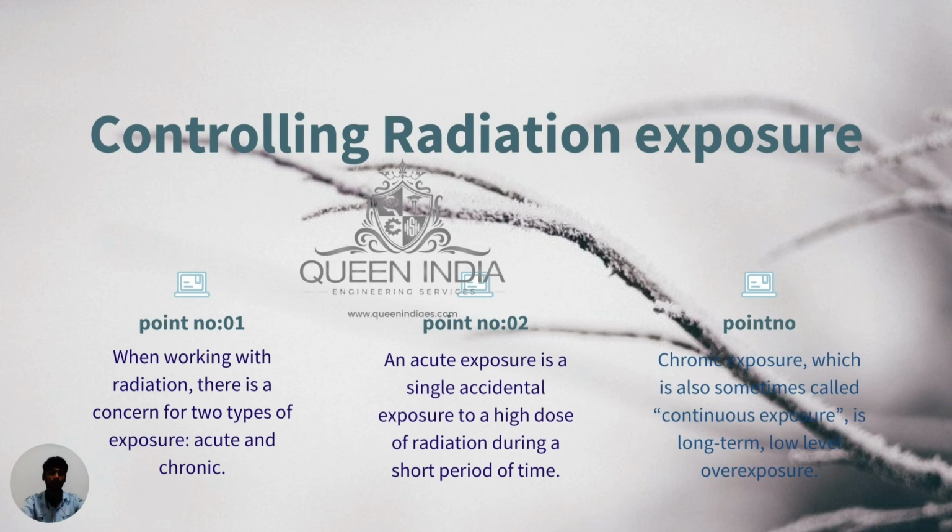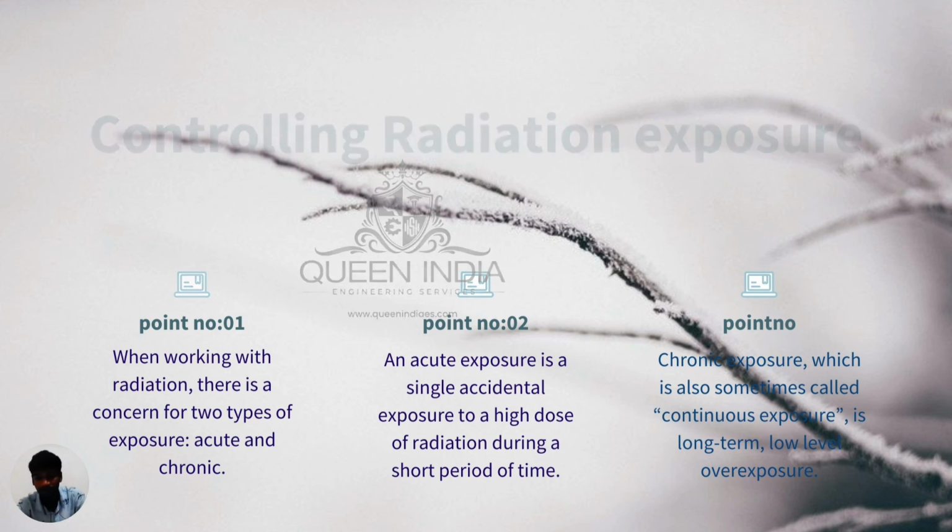Controlling the radiographic exposure. When working in radiography, there are two types of exposure of concern: acute and chronic. First of all, what does acute mean? Acute exposure is a single, accidental, high dose of radiation during a short period of time. Chronic exposure, also called continued exposure, is long-term, low-level overexposure.